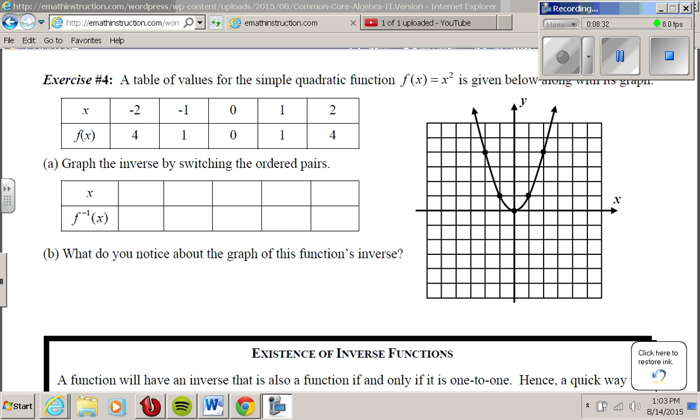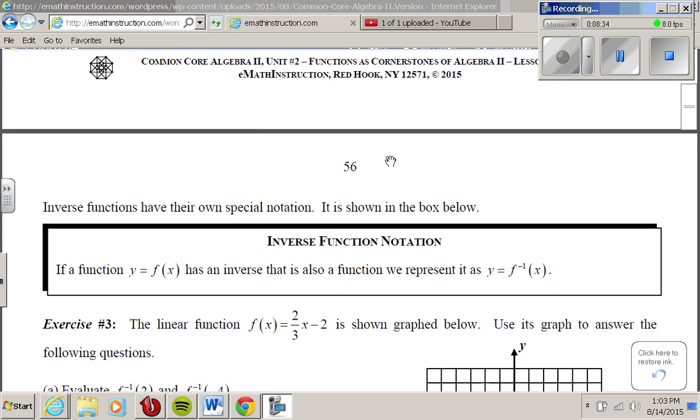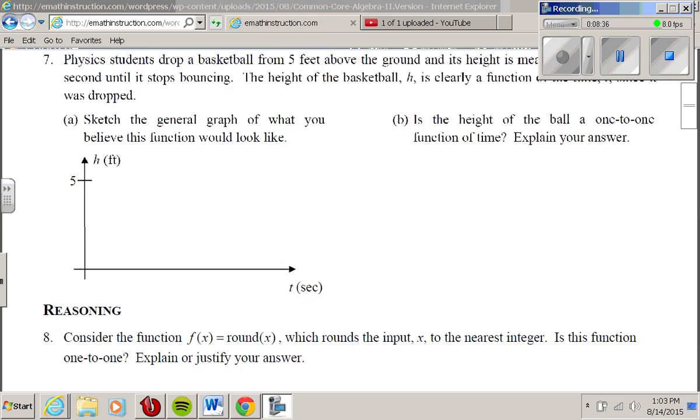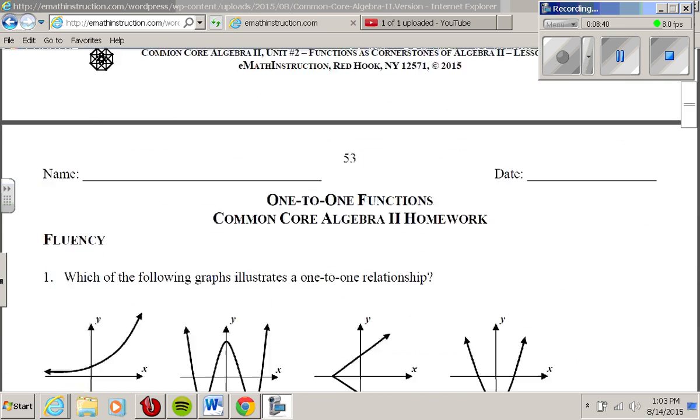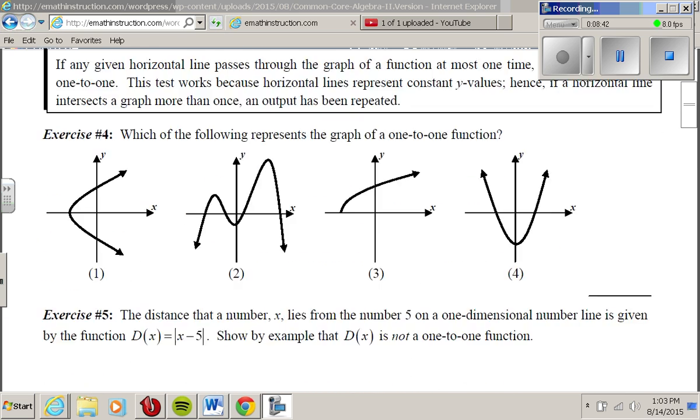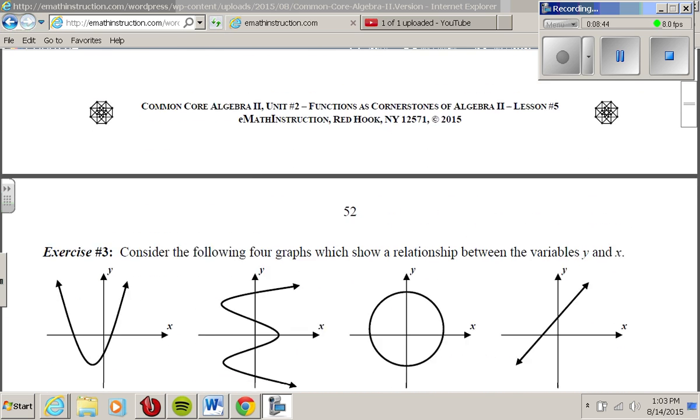Okay, so we are going to have to work backwards in our book here to go to one-to-one functions. So please work backwards. I think it's backwards. Yes, it is. Okay, and go to one-to-one functions for me, please.